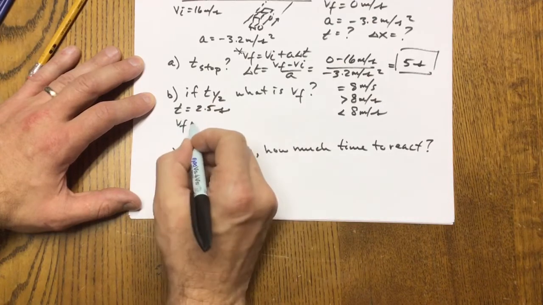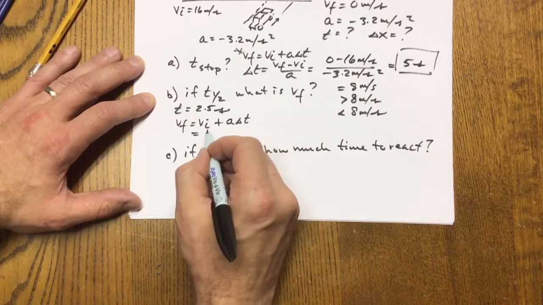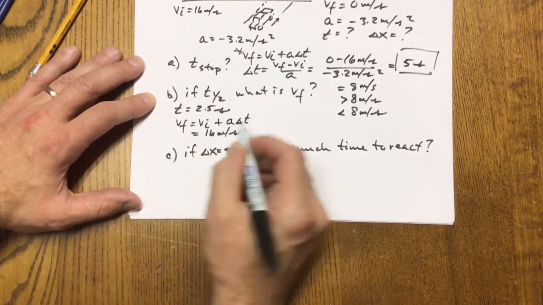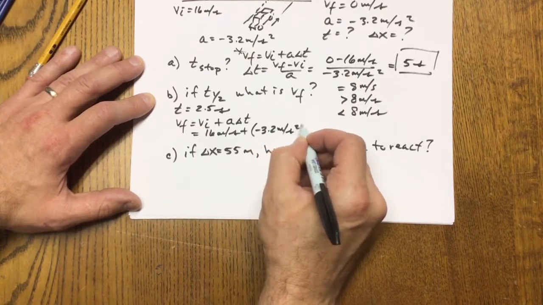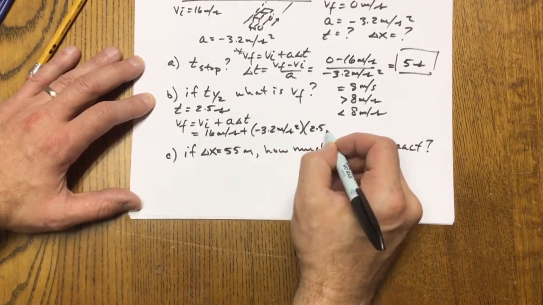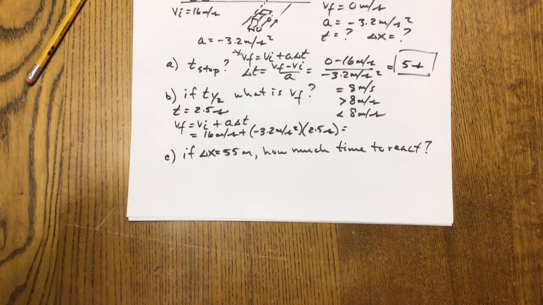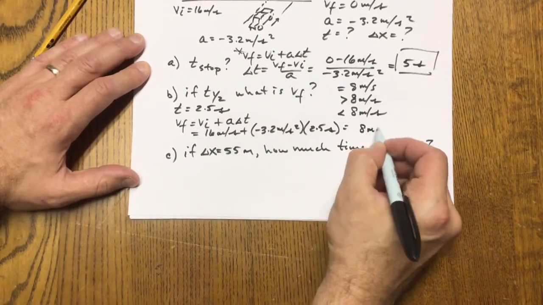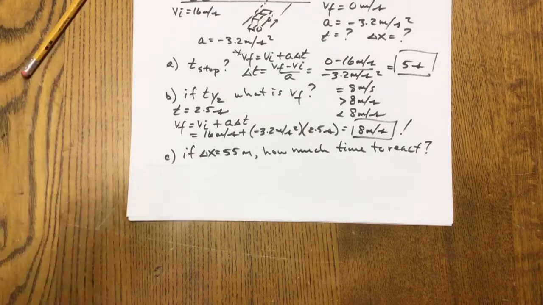Vf is equal to Vi plus A delta t. That's 16 plus, check it, negative 3.2 times 2.5 seconds. What does that give you? Well, that gives you 8, doesn't it? Were you right? Why were you right?